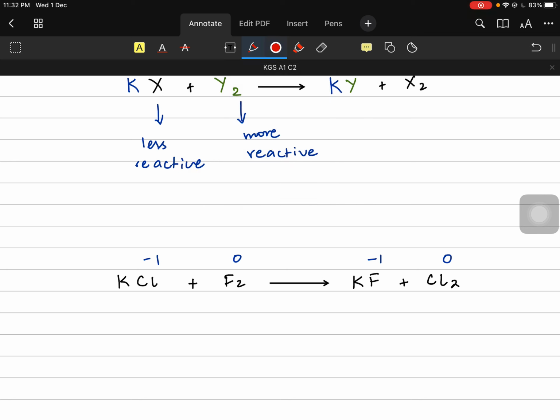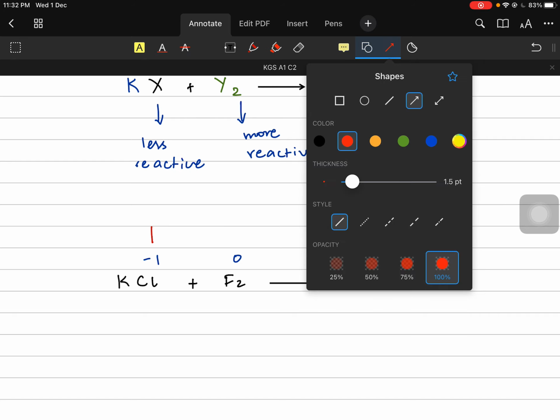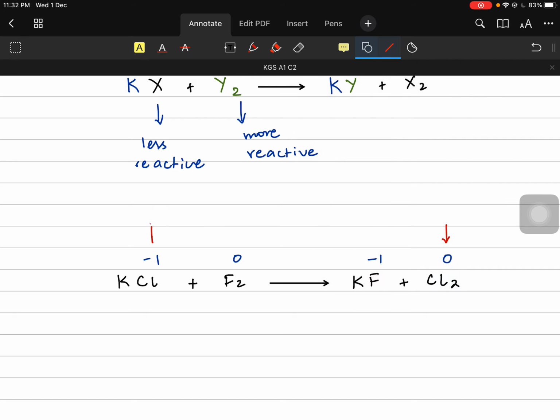So moving this equation a little downwards over here, essentially the chloride had turned itself from a -1 to a 0, and that is known as oxidation. So it's an increase in oxidation number. Chloride becomes a single chlorine, so it's an increase in oxidation number.